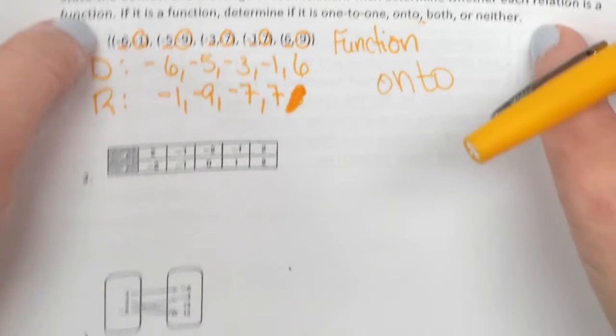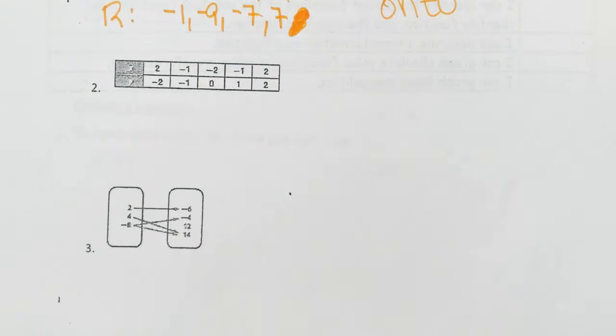Number 2 and number 3. You got your partner? You see them? Go to your partner and see if you can do number 2 and number 3. Go.